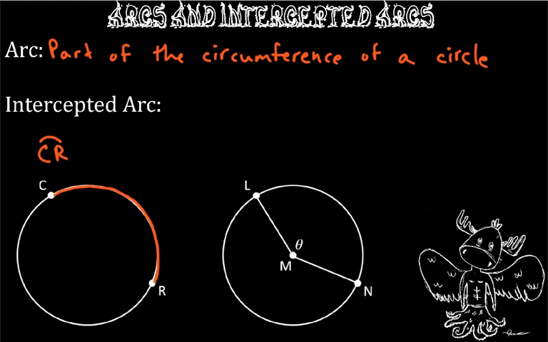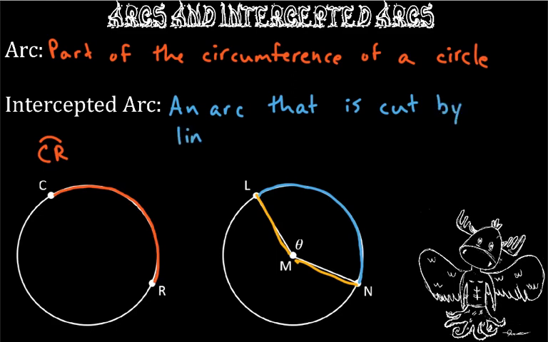An intercepted arc is a situation where we have a central angle here. There's our central angle, and the intercepted arc has the endpoints of those line segments as its endpoints. To be a little bit more specific, the intercepted arc is an arc that is cut by line segments.